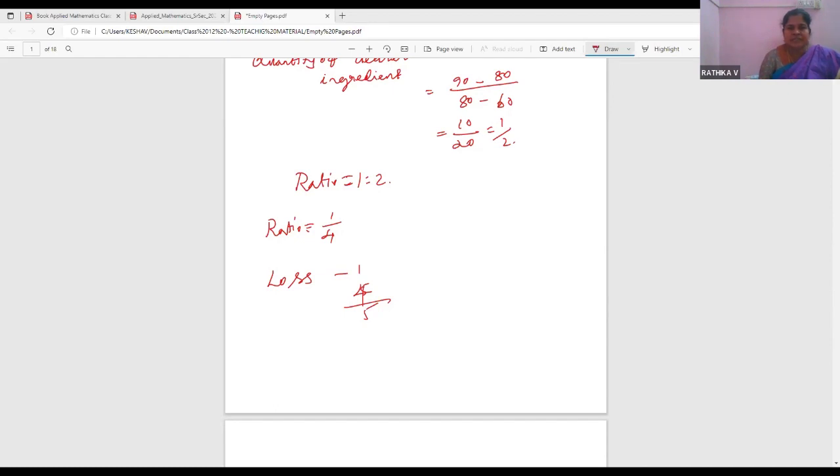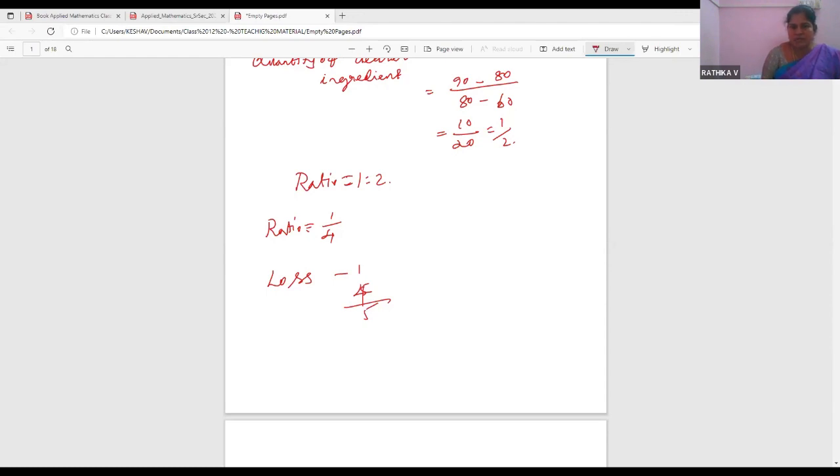So the question is: a container contains 40 liters of milk. From this container, 4 liters of milk was taken out and replaced with water. This process was repeated 2 more times. How much milk is there in the container now? The total milk in the container is 40 liters, and we take out 4 liters of milk, and the number of times the process happened is 3 times.